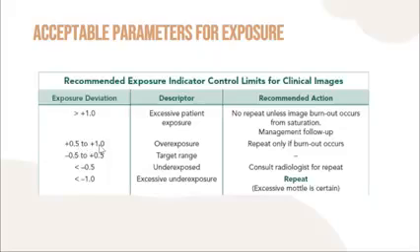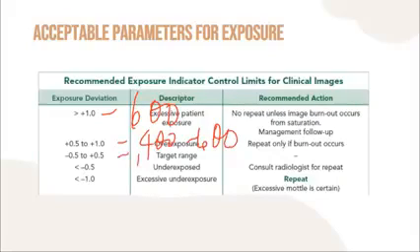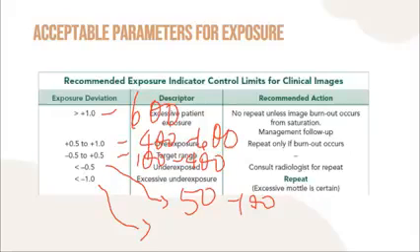Our overexposed range is 400 to 600. Okay, 400 to 600 is overexposed. If it is 600 and above on the exposure indicator, the patient exposure is excessive. So this one is 600, this one is 400 to 600, this one is 100 to 400, this one is 50 to 100, and this one is less than 50. This is just for the example of Fuji.